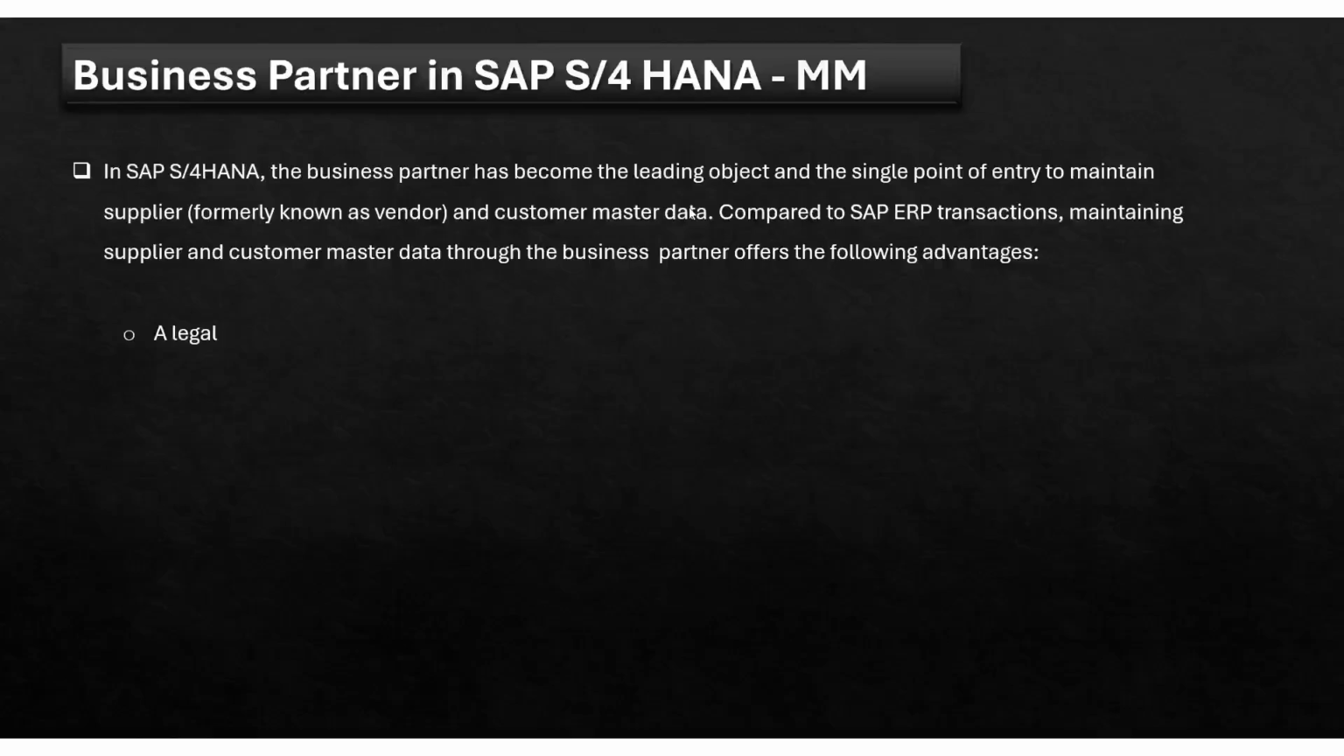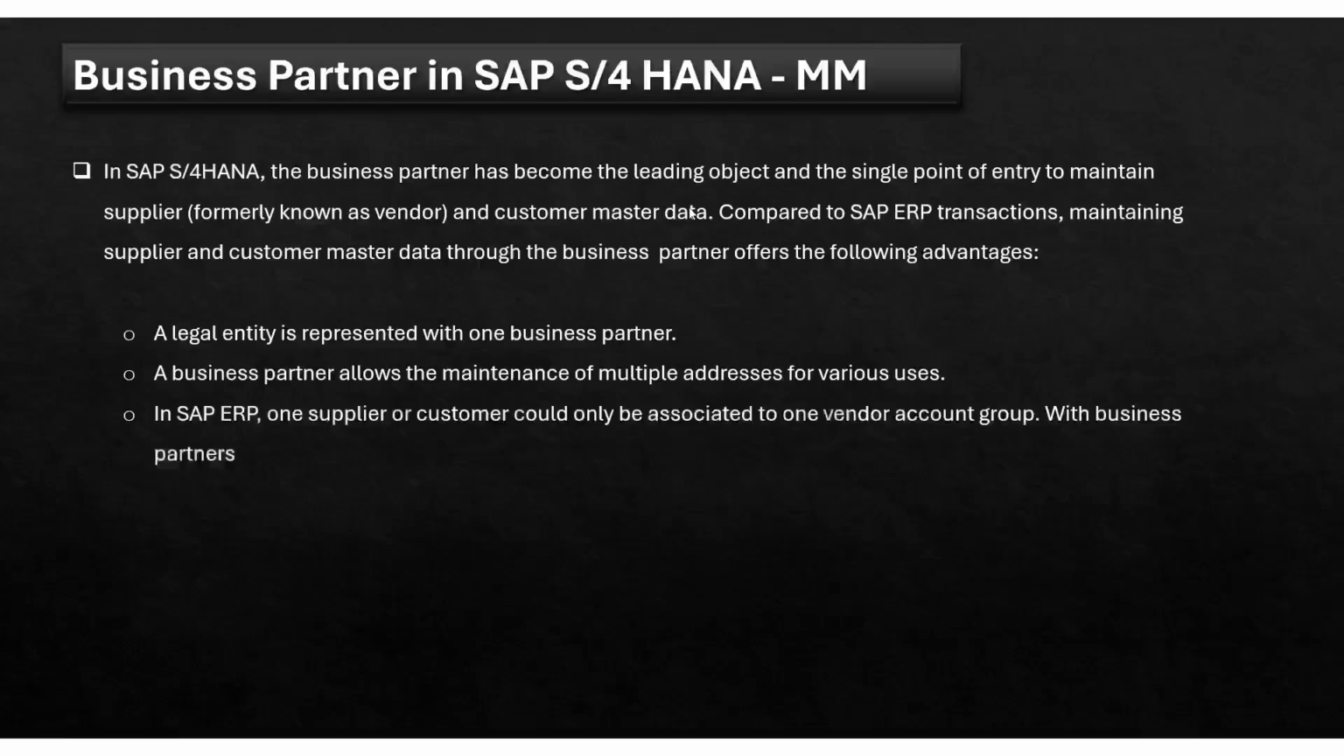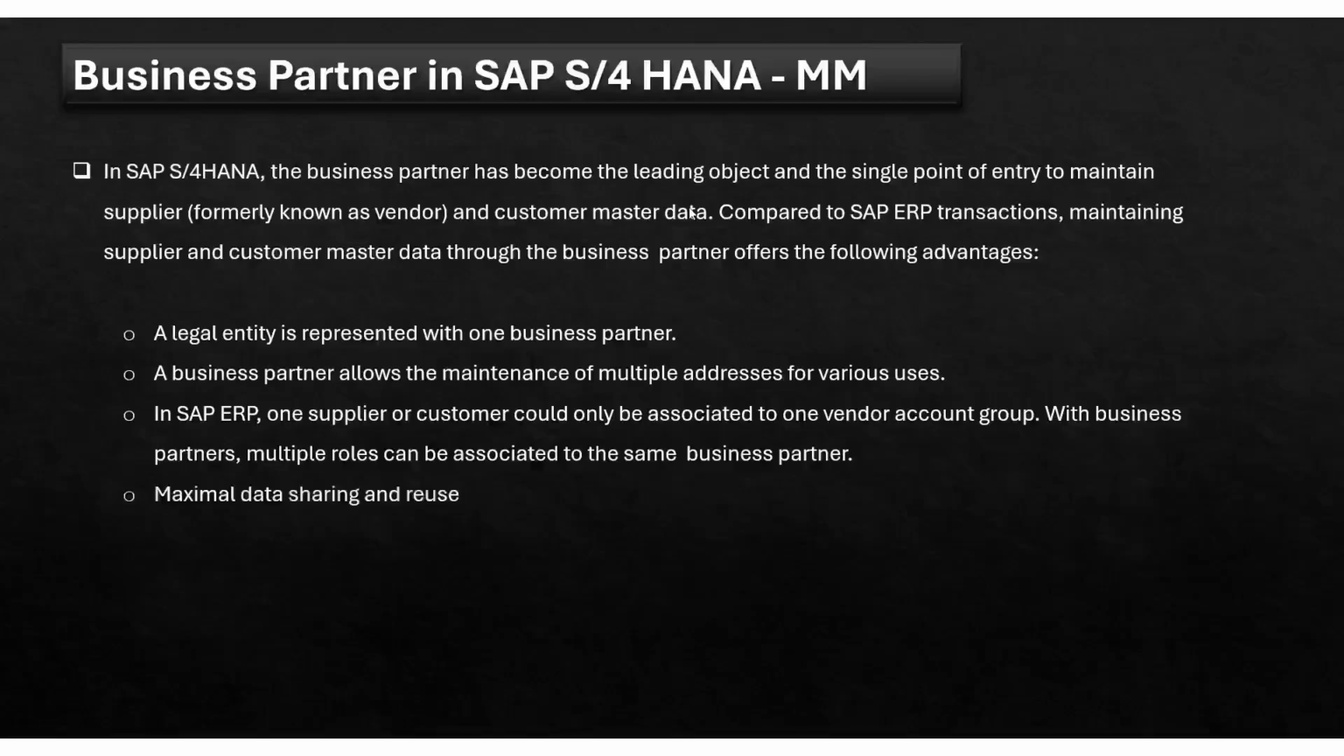A legal entity is represented with one business partner. A business partner allows the maintenance of multiple addresses for various business users. In SAP ERP, one supplier or customer could only be associated with one vendor account group. With business partner, multiple roles can be associated with the same business partner. Maximal data sharing and reuse of data leads to easier and simplified data consolidation.